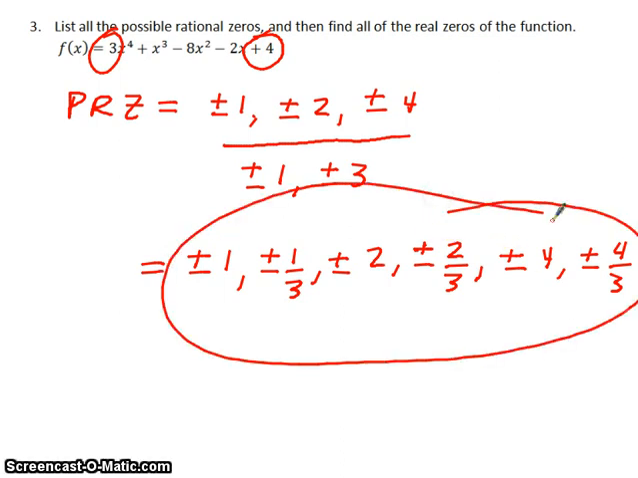And it would be very difficult to have to go through all of these and synthetically divide with all of them. It's a big pain. It's not worth our time. So we're going to use our calculator to use our possible rational zeros and figure out which ones are a reality. Okay, so let's go and jump to our calculator.